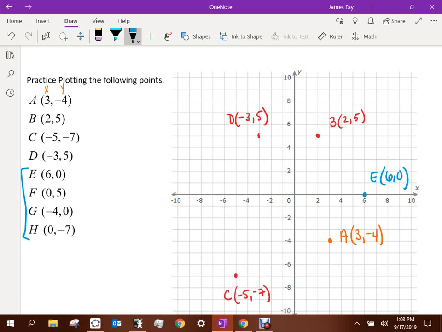What about 0, 5? Where do I go from there? Starting at 0, 0, where do I go? Up 5. Up 5, good. So 0, and then y is a positive 5, so that's going to be F. G is going to be left 4. Left 4, and then up 0 or down 0. And then 0, negative 7.